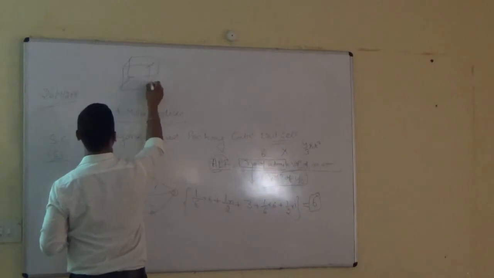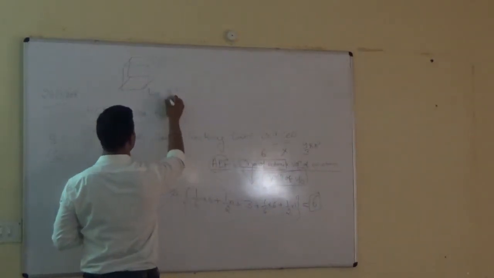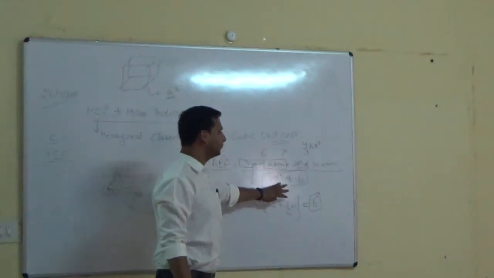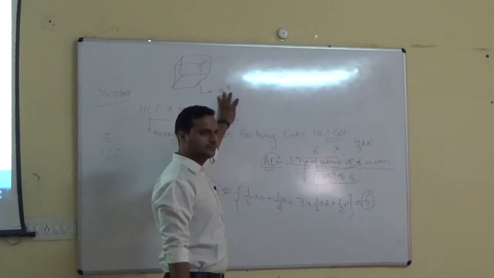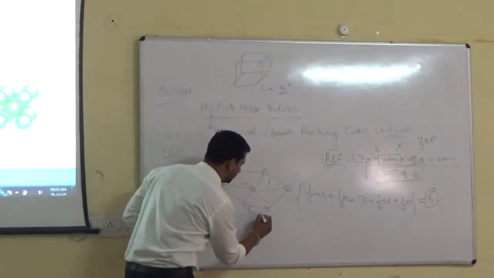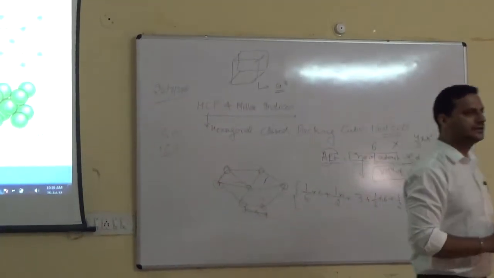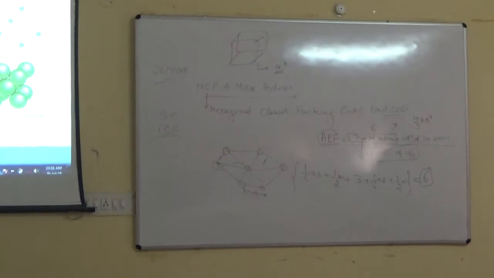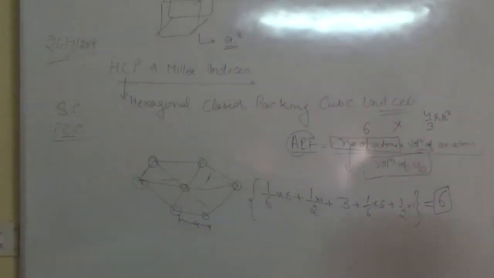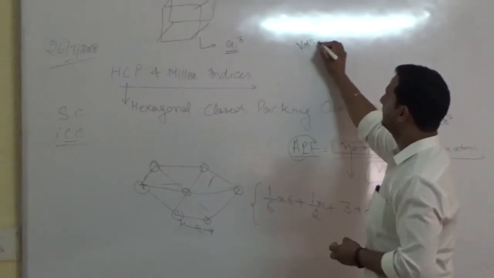for face center or body center, the volume of unit cell is equal to how much? Simply A cube. But we cannot equate the volume of unit cell to this, yes or no? Although this length is also A, the volume of the hexagonal is not equal to A cube. Okay? We know that from previous mathematics. So how can we calculate the volume of unit cell?